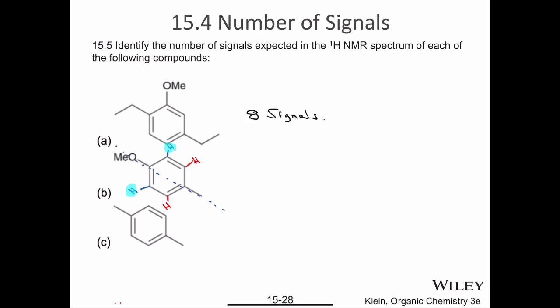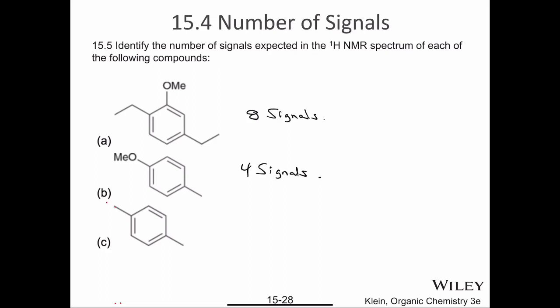I also have 2 methyl groups. So I have a methyl group down here, and then of course I have this methyl group up here. They are not the same because one of them is attached to the oxygen, the other one is coming off the aromatic ring. So the total number of signals that I'm going to have in B are going to be 1, 2, 3, and 4. So I'll have 4 signals for this molecule.